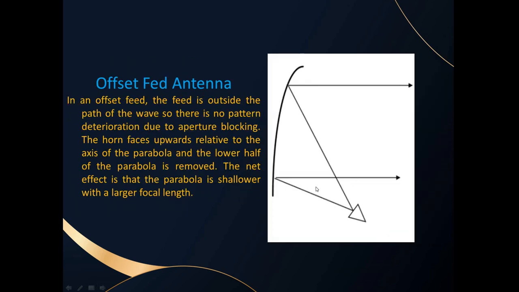Offset fed antenna. Here the feed is outside the path of the wave, so there is no pattern deterioration due to aperture blocking. The horn faces upwards relative to the axis of the parabola and the lower half of the parabola is removed. The net effect is that the parabola is shallower with a larger focal length.